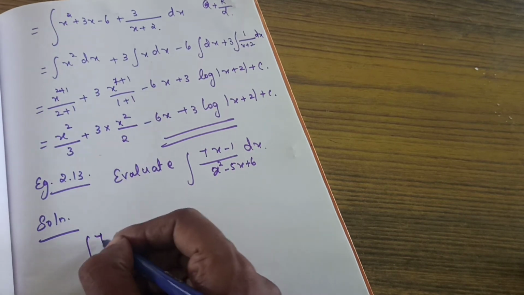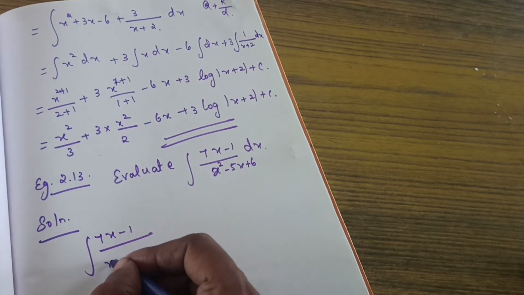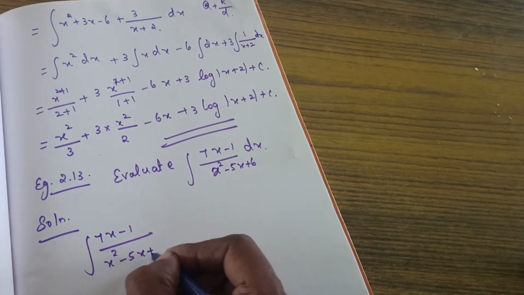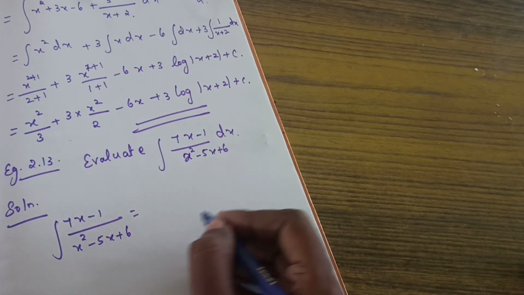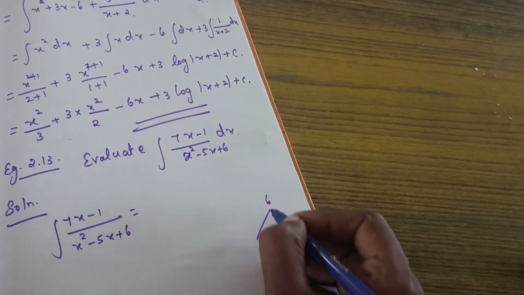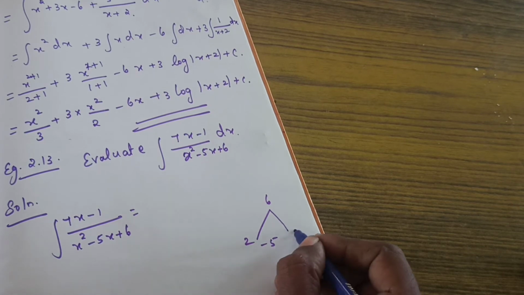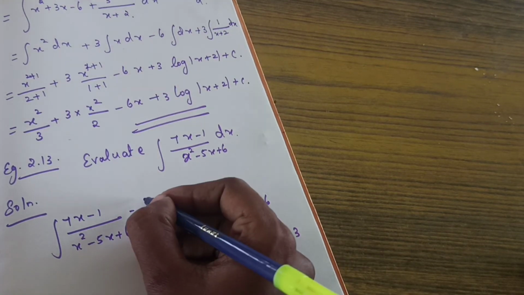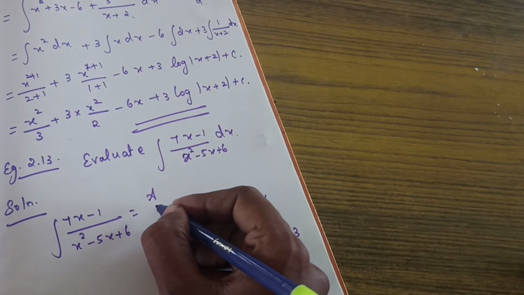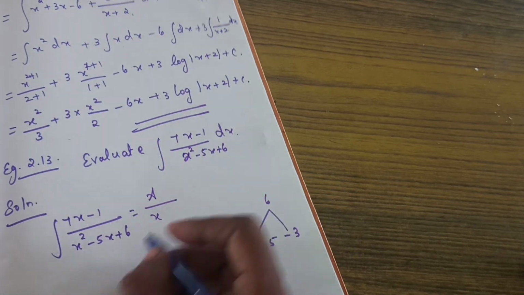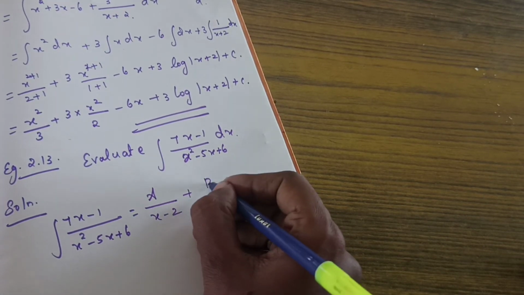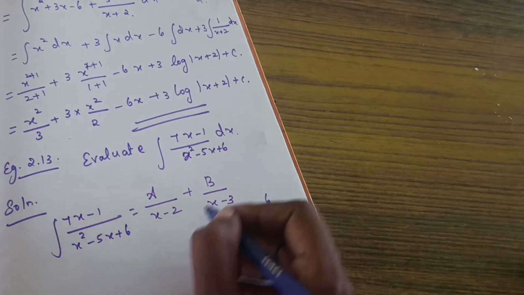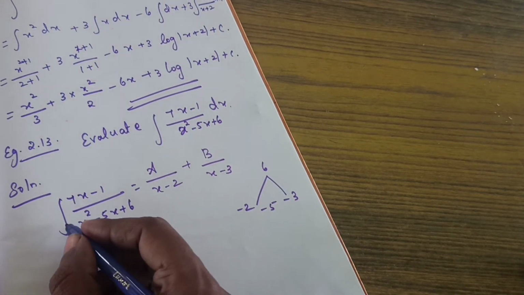First you will split it as 7x minus 1 divided by x square minus 5x plus 6 is equal to, we will factorize. Is it right? 6 means here minus 5. So what are the numbers? 2 and 3, both also minus. So how will you separate this one? A by x minus 2 plus b by x minus 3. Okay, I remember. So how will you write this one?